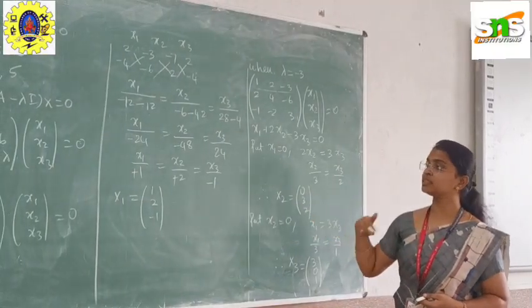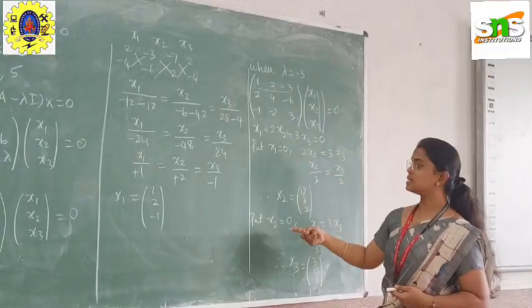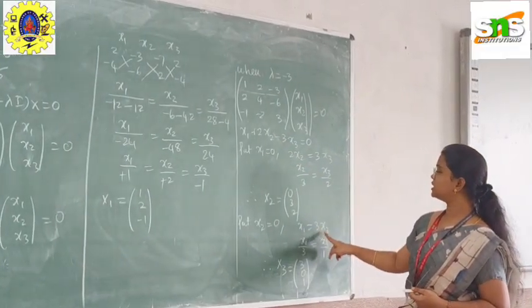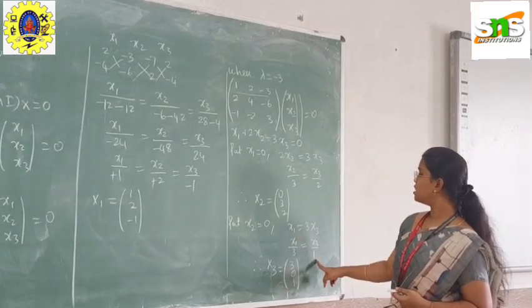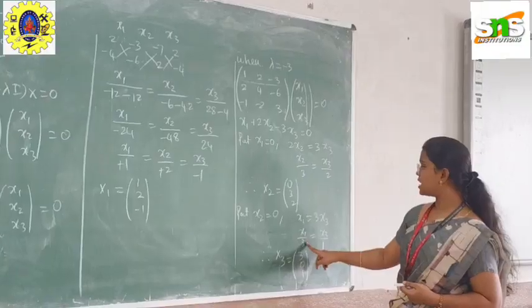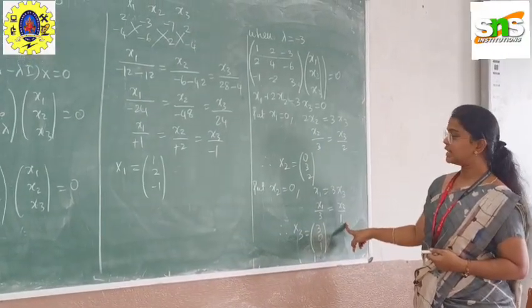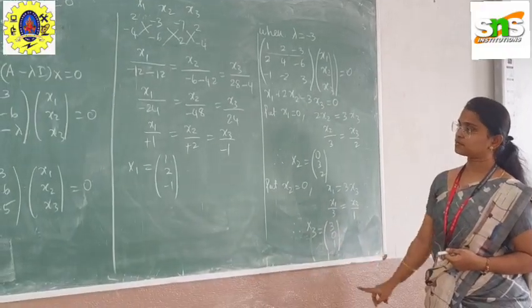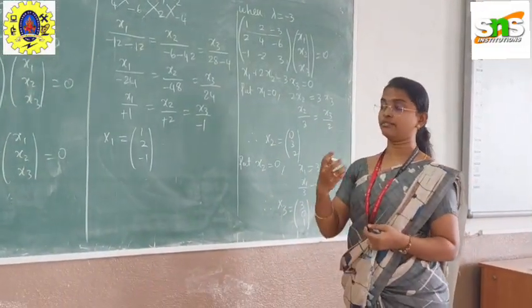Then you have to find the third eigenvector. For that I am going to substitute x2 as 0. So from that I am getting x1 is equal to 3x3. So I am taking this 3 to the left side and 1 to the right side. So I will get the x1 value as 3, the x2 value as 0, the x3 value as 1. So our third eigenvector will be the matrix 3, 0 and 1. So this is how we find the eigenvalues and eigenvectors.